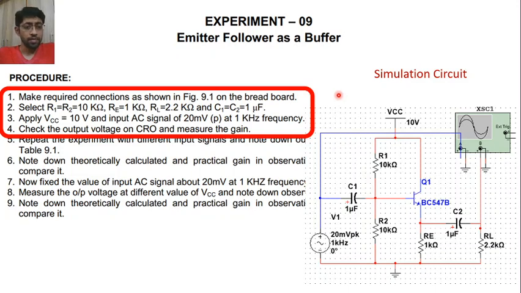Now here another step is to select R1, R2 10K, RE 1K, RL 2.2K. So here I have set the same R1, R2, RE, RL, and I have also selected C1, C2 1 microfarad. So C1 and C2 are 1 microfarad. So the same circuit I have connected. Now next what we have to do is check the output voltage on the CRO and measure the gain. So here you can see that input is applied and we have to check the output at the load resistance RL, and we have to measure the gain.